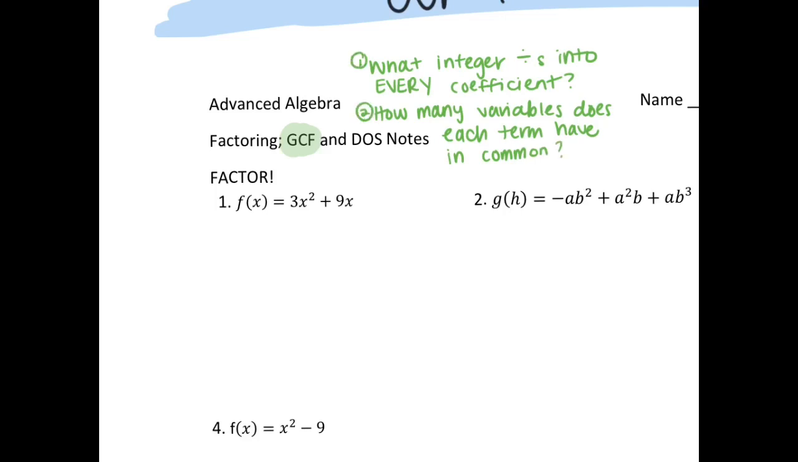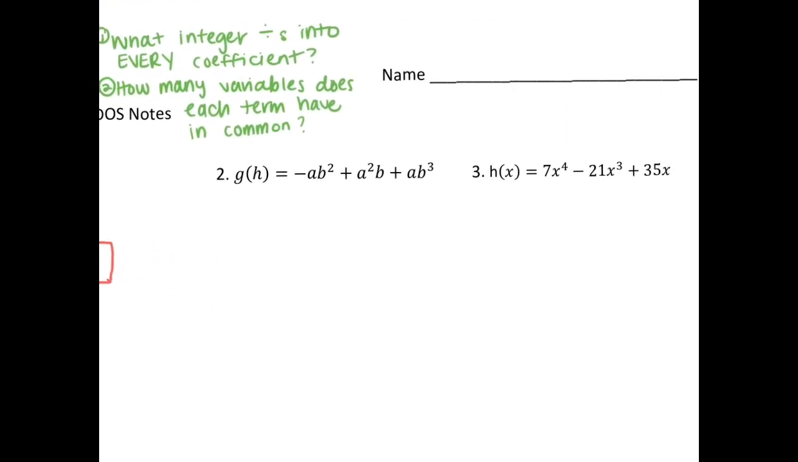So let's take a look at number one. What divides into both integers? 3. Number two, how many variables does each term have in common? 1x. So I'm going to take that out, or I'm going to divide everything by 3x. So my 3x is my greatest common factor. It's coming up front. And when I divide that out, I'm left with x plus 3, which is my final answer. Typically, at this point in your mathematics career, everybody has seen something like this before.